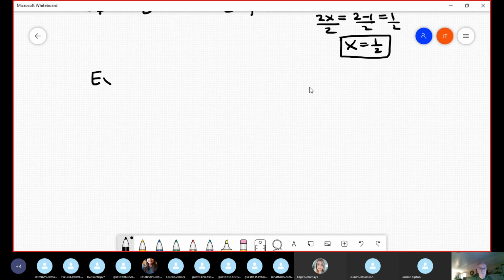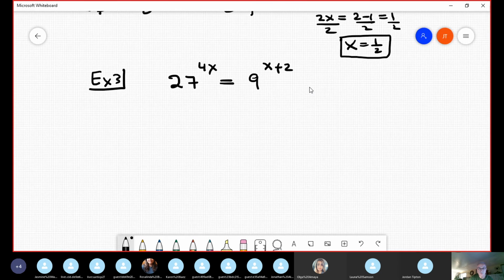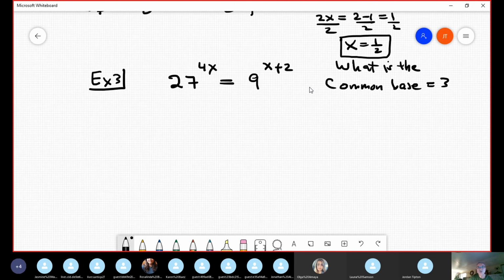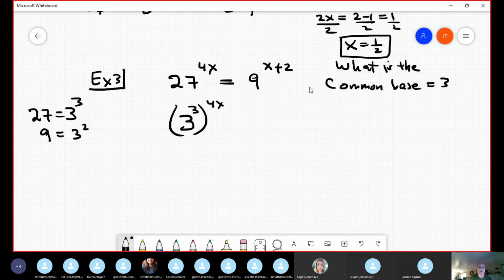Suppose example 3: 27 raised to the 4x equals 9 raised to the x plus 2. My question is, what is the common base? The common base? 3, very well. Jordan said that the common base is 3. So you need to express both sides using common base 3. 27 is 3 to the third power, raised to the 4x, because in one corner of the paper I put 27 is 3 to the third power. And 9 is 3 to the second power, so it equals 3 to the second power raised to the x plus 2.